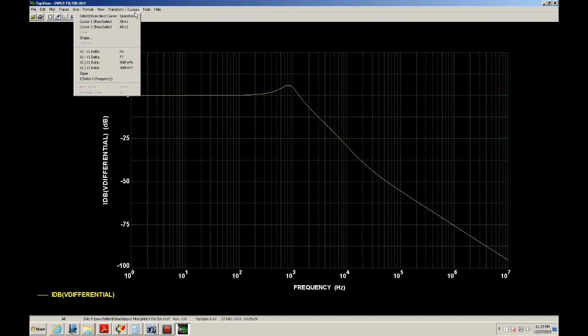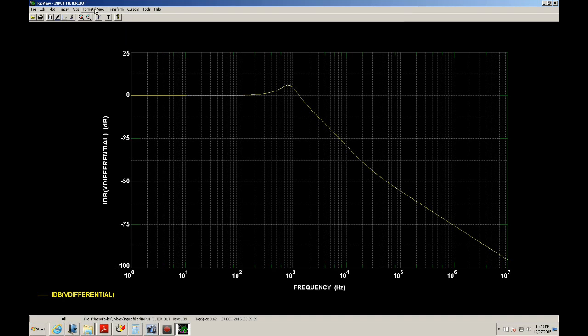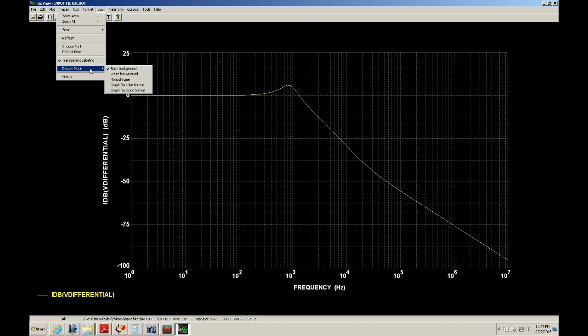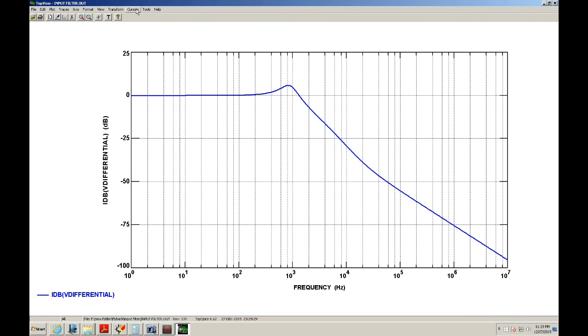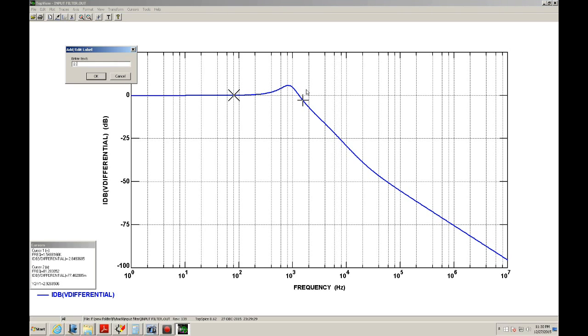So in this case, let's turn this into color, and I'll put that cursor here, and the 3 dB should be close to where I get 3. Here's a delta of 2.92, which is close enough, and if you look here, it's 2.98. So that's 2.98 kilohertz, which is pretty close to what we calculated.